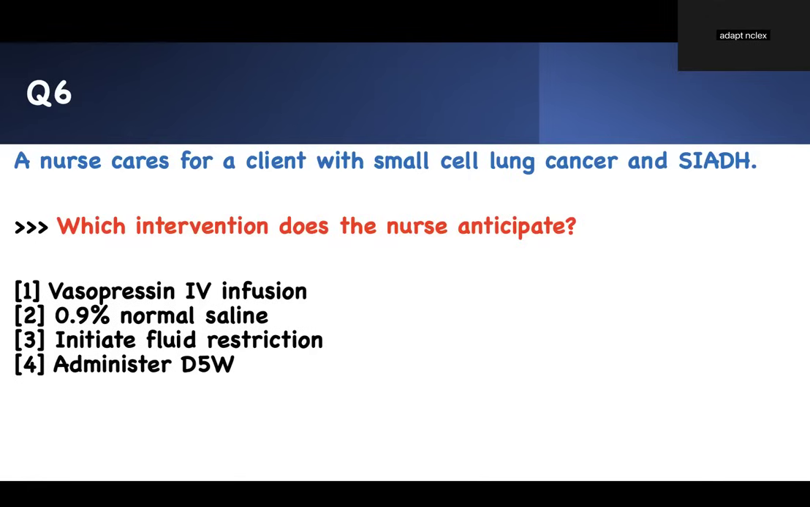3% is better. D5W is going to worsen the hyponatremia. Vasopressin is the same thing as ADH. Why would I give you more? You can see number 3 is sitting there, popping out like a candy. He said, pick me. Therefore, initiate fluid restriction.